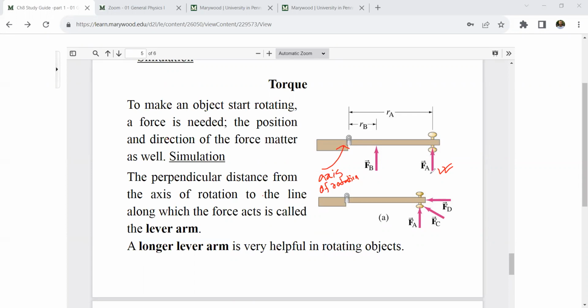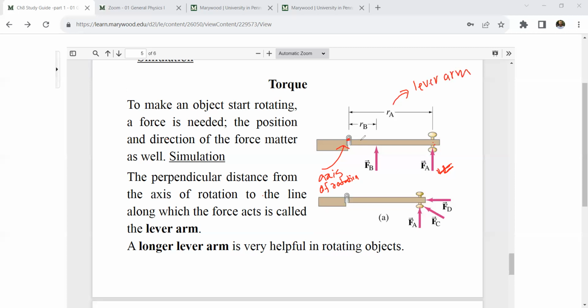Rotation involved means the object is rotating about some axis. So this is the rotation axis, and then the next thing is we need a force. Force needs to be applied somewhere so that we can efficiently rotate the object, right? The distance between the axis of rotation and the point where the force is applied, we call that distance the lever arm.